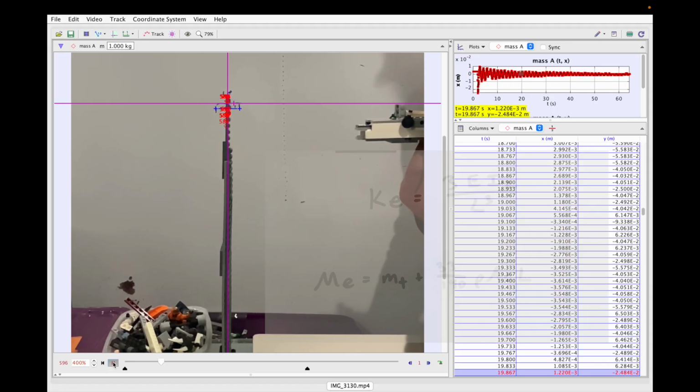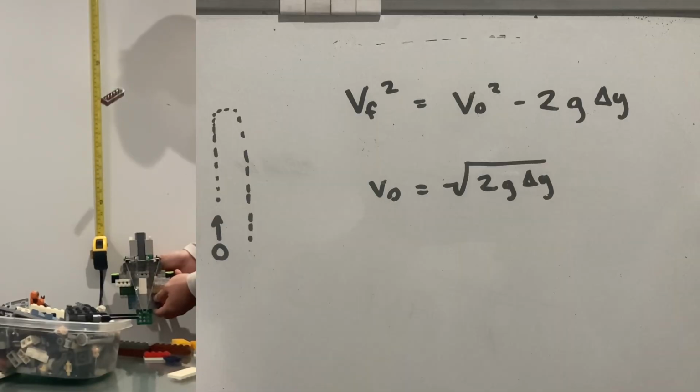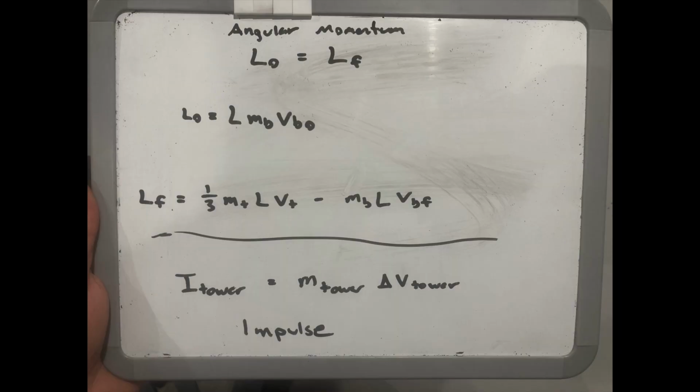To determine the speed of the Lego block, we shot it straight upward and used kinematics to calculate its launch velocity. For the impact, we assumed the block bounced back with about 50% of the incoming speed. We used conservation of angular momentum to estimate the tower's initial velocity at the top.